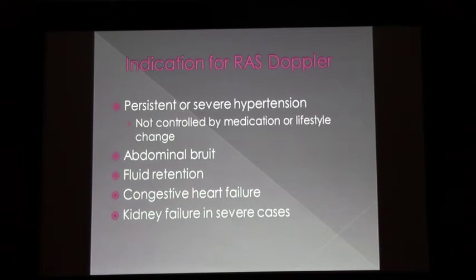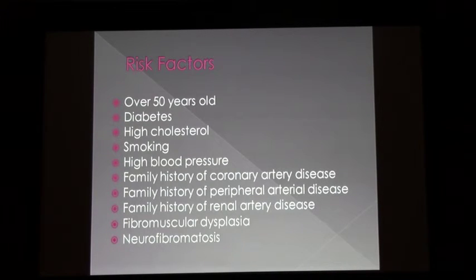Indications for a renal artery stenosis Doppler: persistent or severe hypertension not controlled by medication or lifestyle change, abdominal bruit, fluid retention, congestive heart failure, and kidney failure in severe cases. And then risk factors are patients over 50 years old, diabetes with high cholesterol, a history of smoking, high blood pressure, family history of coronary artery disease, peripheral arterial disease, or renal artery disease, fibromuscular dysplasia, and neurofibromatosis.